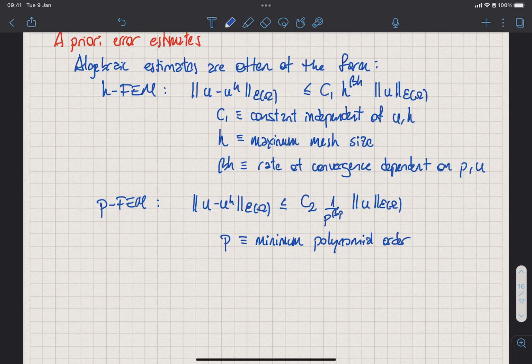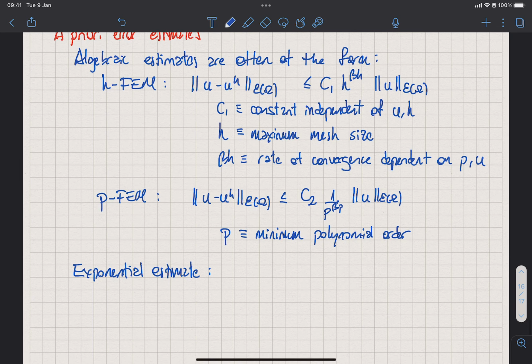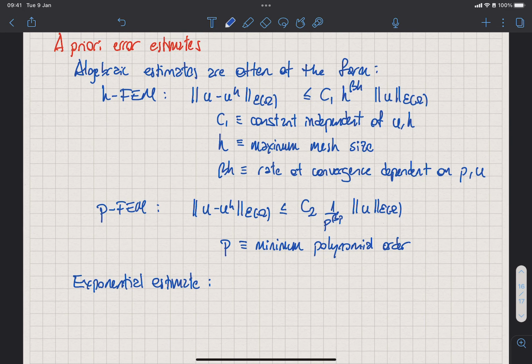And the exponential estimate, as you remember, is obtained for p-FEM in problems in category A. Actually, for problems in category B, if we apply the idea of hp extension, we can also recover exponential rates of convergence.